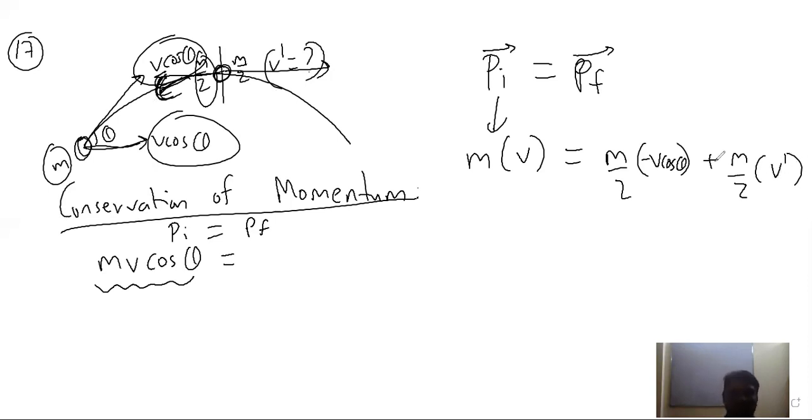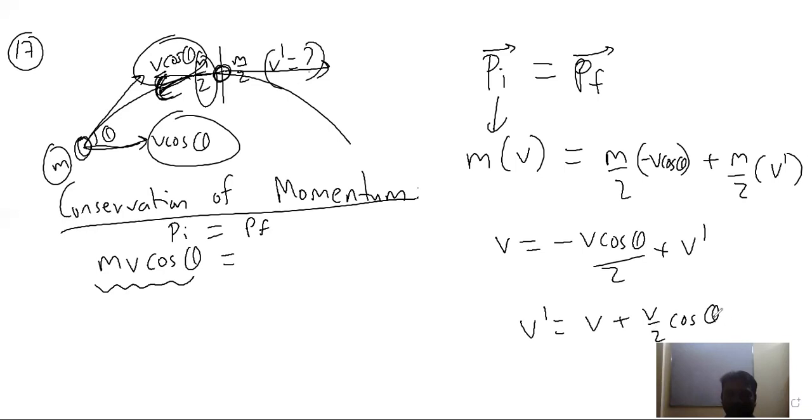And this will have a velocity v dash in the horizontal direction. Let us try to find the value of this v dash. Let us cancel m from both sides. So v is minus v cos theta by 2 plus v dash. So v dash comes out to be v plus v by 2 cos theta.